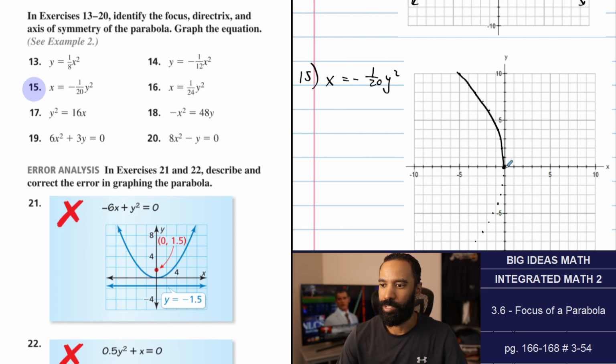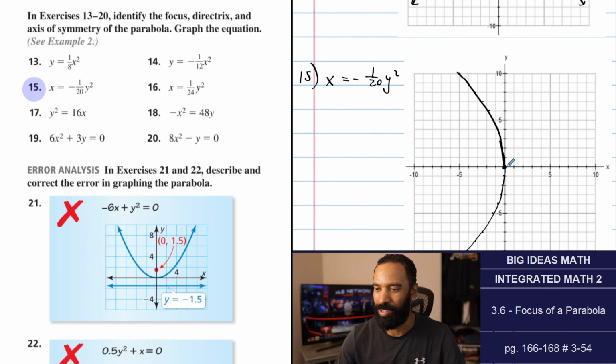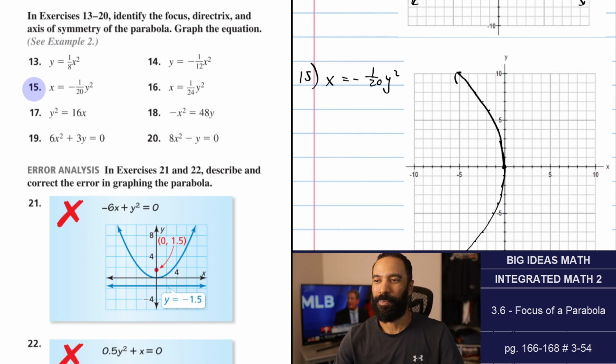Close. There's the first half of it. Let's see if I can make the second half look any better. That second half looks pretty clean. That first half, I don't know, not quite as clean. But that looks pretty good, huh? All right, there's the graph.